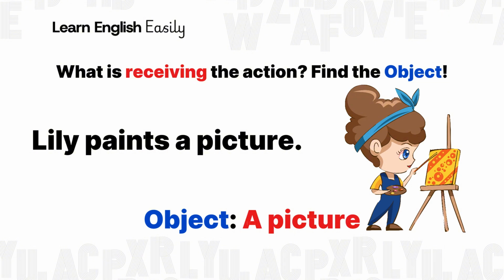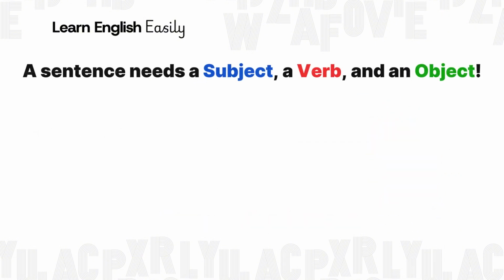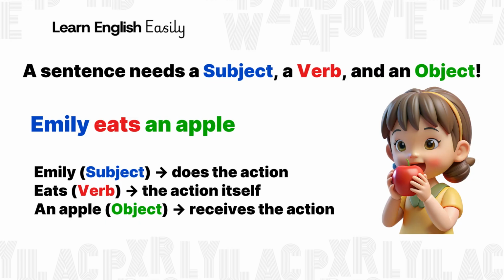Now let's review everything. Now you know. A simple sentence has three important parts: subject, verb, and object. Can you make your own sentence? Write it in the comments.